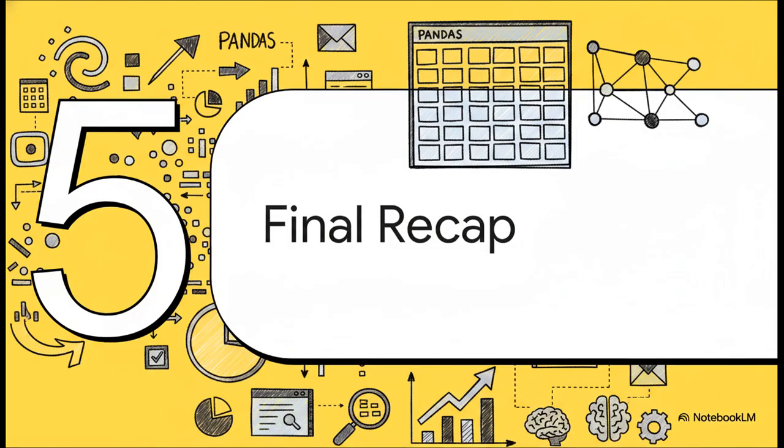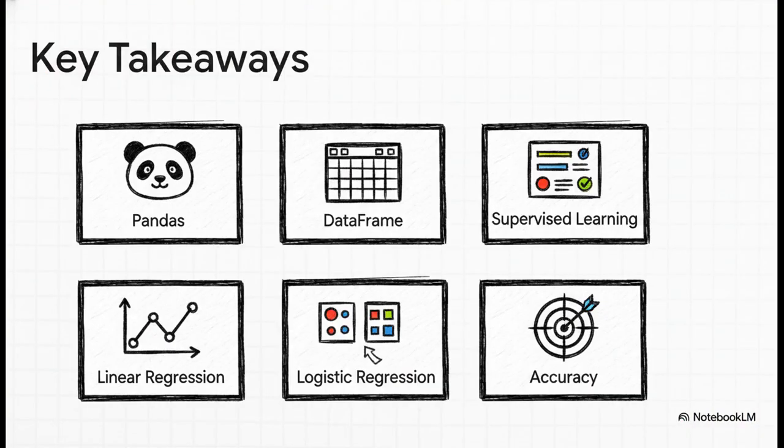Okay, phew. We have covered a lot of ground. So let's do a quick fire recap to make sure all the key takeaways are locked in. Think of this as your last-minute review before the big test. So, what do you absolutely have to remember? Well, for prepping your data, you use Pandas. That data lives in a data frame, which is just like a table. When you have an answer key to learn from, that's supervised learning. To predict a number on a scale, you'll use linear regression. For a distinct category, you'll use logistic regression. And to get that first grade on how well your model did, you check its accuracy.